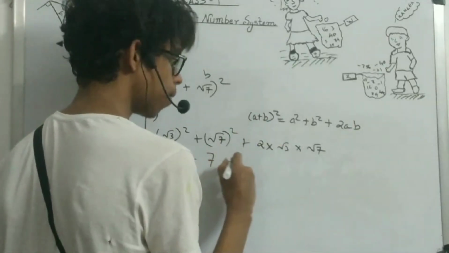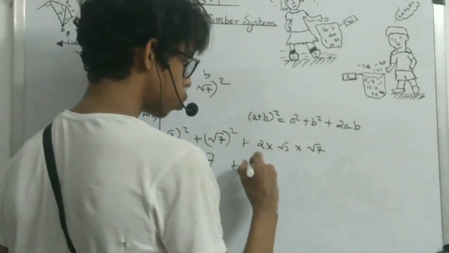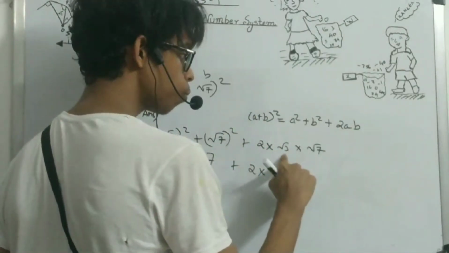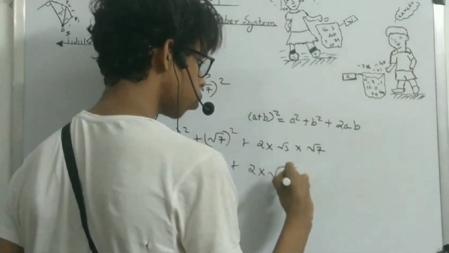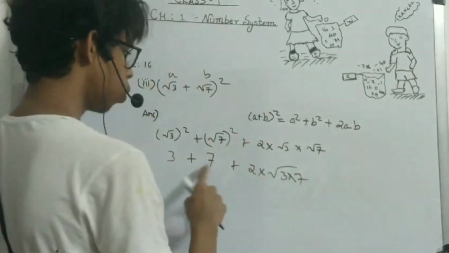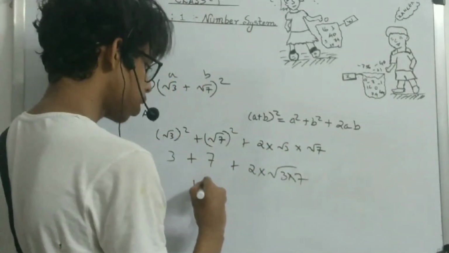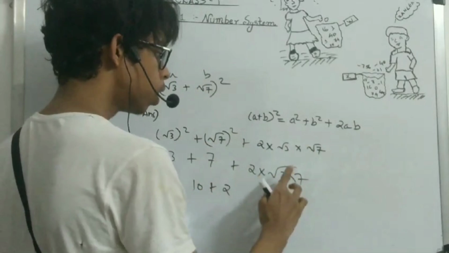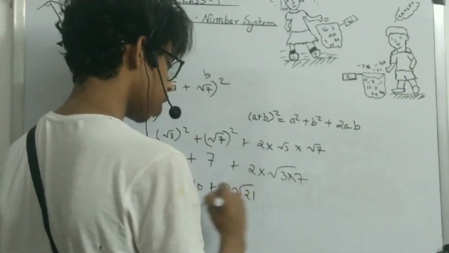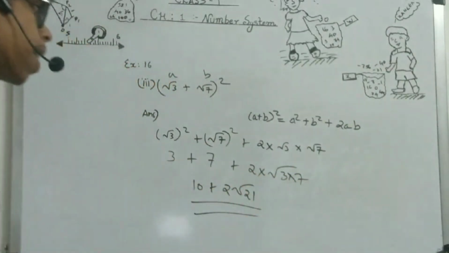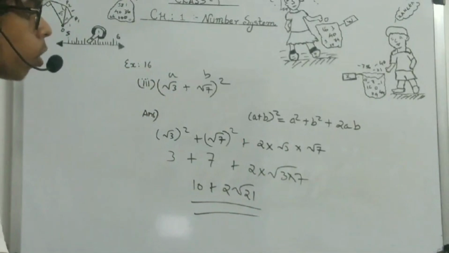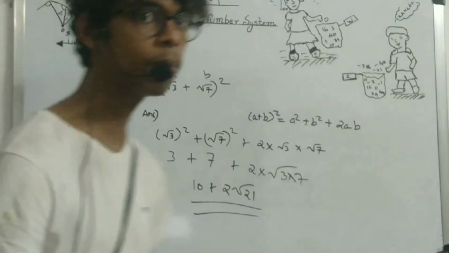which is simply 7, plus we know 2 into root of a into root of b is equal to root of a into b. So we know 3 plus 7, it is what, 10, plus 2, 3 7s are 21. So you will get your answer as 10 plus 2 root 21. I hope I am clear.